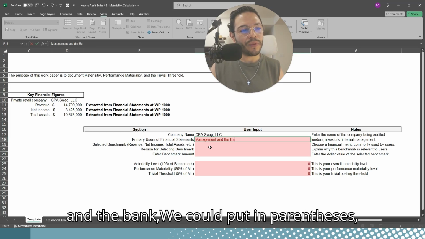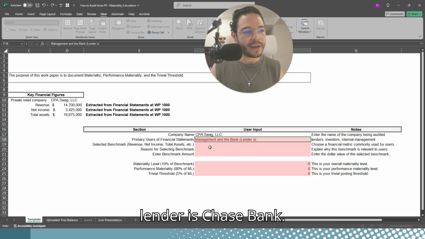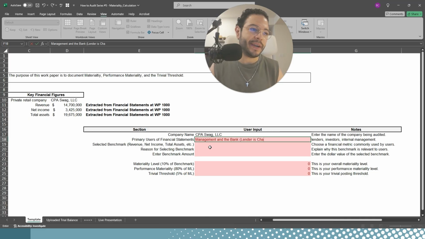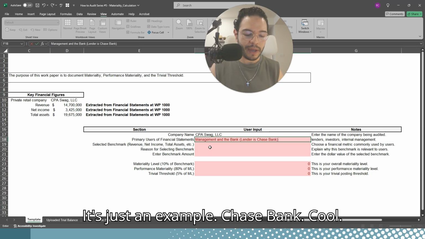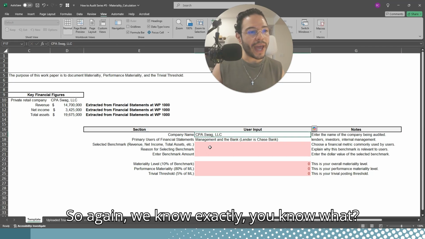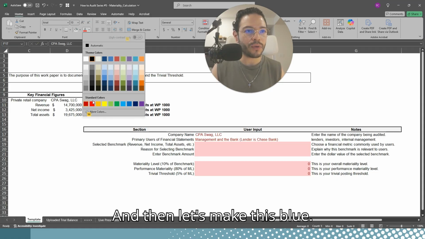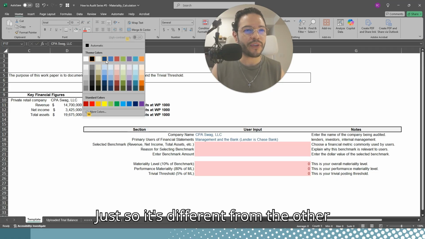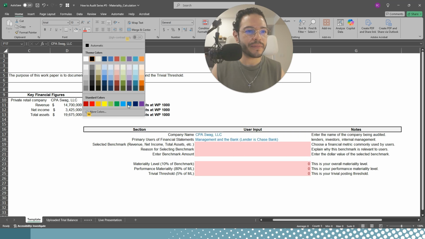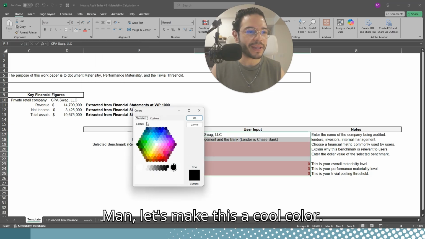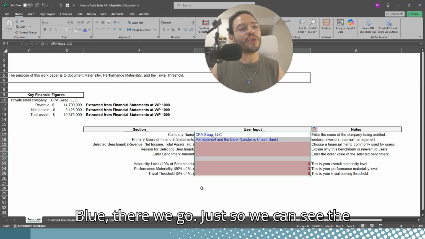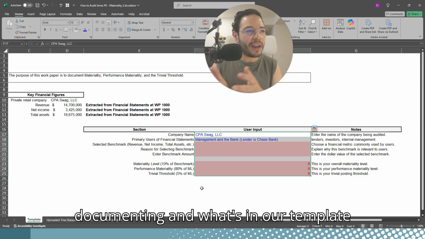And the bank, we could put in parentheses, lender is Chase Bank. I don't know. It's just an example. Chase Bank. Cool. So again, we know exactly, you know what? Let's make this blue, just so it's different from the other colors. Let's make this a cool color, blue. There we go. Just so we can see the difference between what we're documenting and what's in our template already.